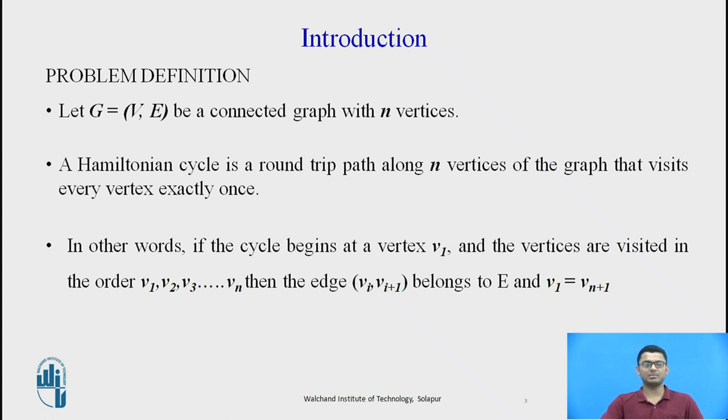In other words, if the cycle begins at vertex V1 and the vertices are visited in the order V1, V2, V3, which are adjacent, then the last edge, that is the edge between Vi and Vi+1, belongs to edge set E, and Vi is equal to Vn+1. What that means is the cycle or the Hamiltonian tour will end at where the cycle started. So the first and the last node will be exactly same.